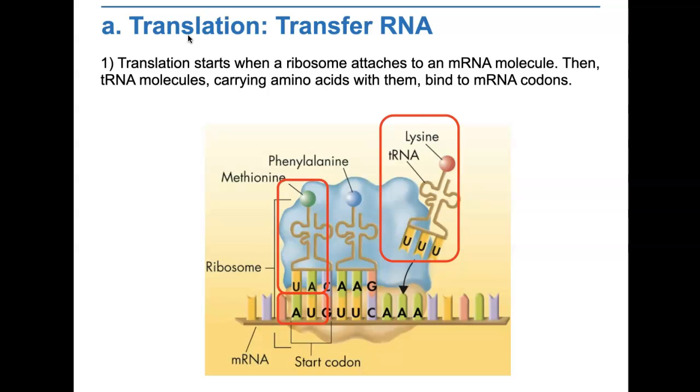Each anticodon is complementary to a codon of mRNA. In the case of the tRNA molecule for methionine, the anticodon is UAC, which pairs with the methionine codon AUG.